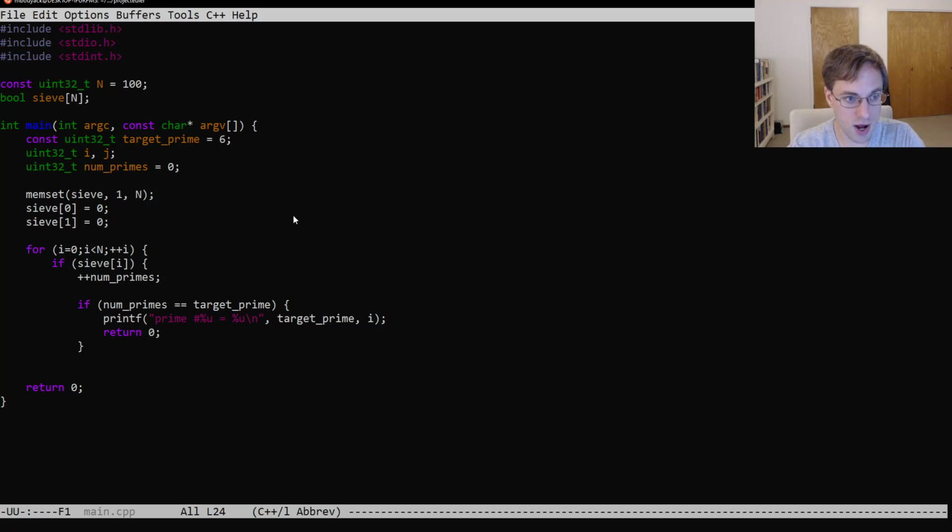Okay, now if it is not our target prime, then we need to continue with the algorithm. So that is removing all of the multiples of i. So let's set for j equal to i plus i, j less than n, j plus equals i. So for example, if i is 2, then j is going to start off at 4, and then 6, 8, etc. If i is 3, then j will start off at 6, and then 9, 12, 15, etc. So this is just iterating over all the multiples of i. So then we'll just say sieve[j] is equal to 0.